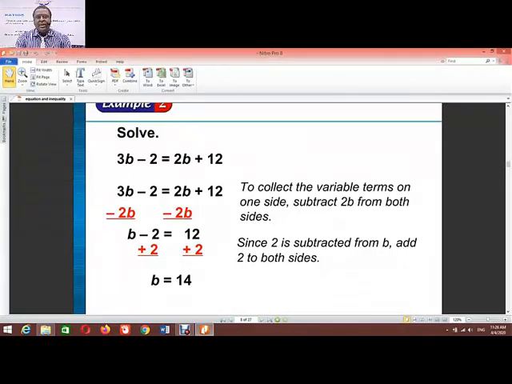We also have another one here to solve: 3b minus 2 is equal to 2b plus 12. Just the way we did it in the earlier one, we collect the variable on both sides. We add the negative 2b, and we have b minus 2 equal to 12. What do we do again? We add plus 2 to both sides in order to cancel the negative 2 beside the b. So when we add plus 2 to both sides, we have b equal to 14.